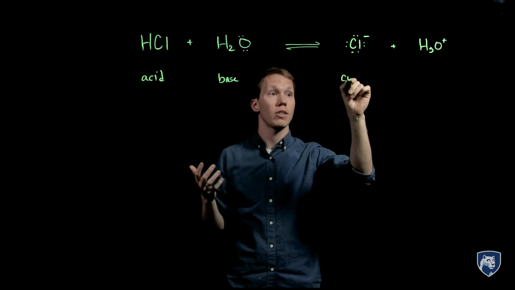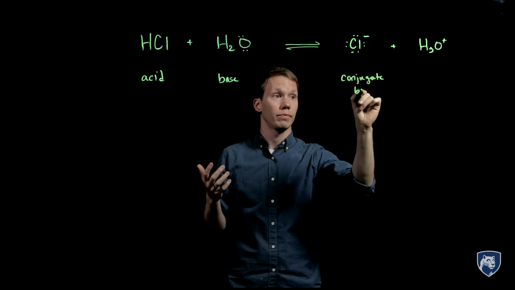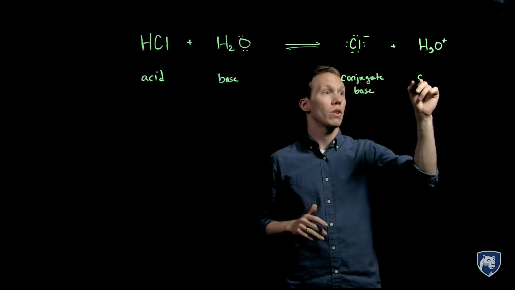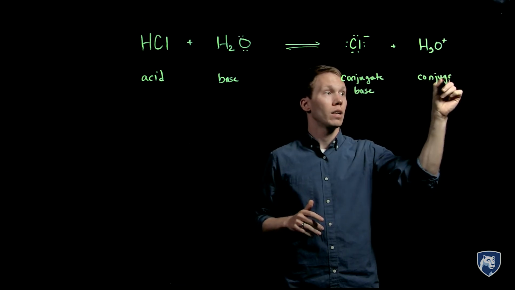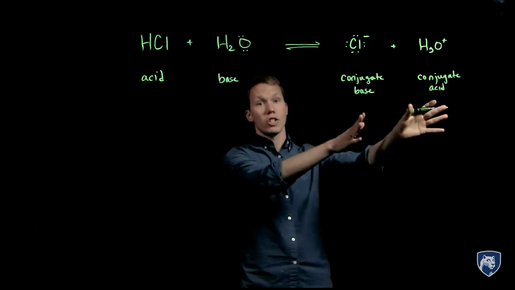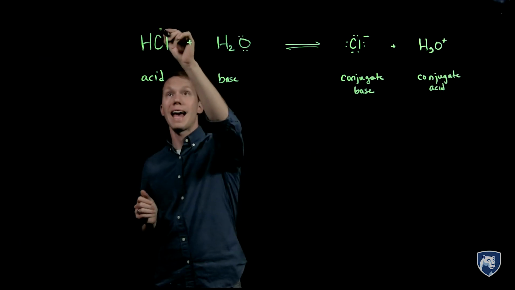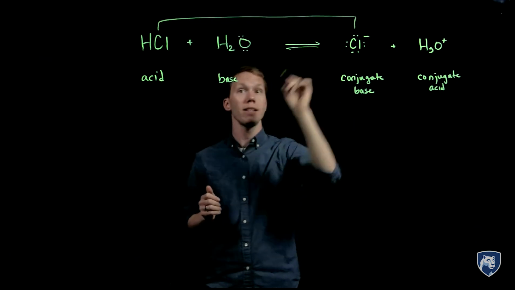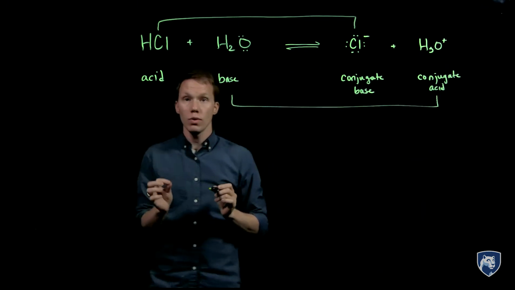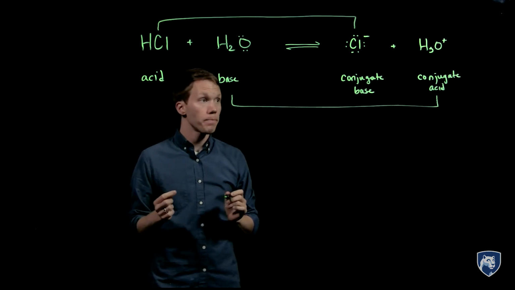So this is called the conjugate base. And then the base produces an acid, which is known as the conjugate acid. So the conjugate acid, conjugate base pair, and then we have the acid base pair on this side. So the acid is related to the conjugate base, and the base is related to the conjugate acid. So those are some relationships that you want to keep straight in your mind for yourself, okay?